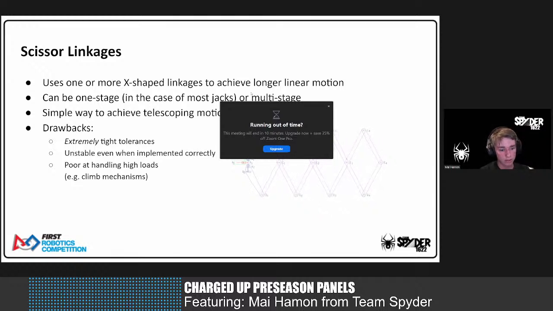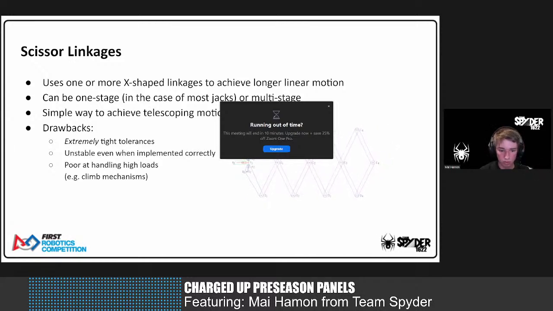Scissor linkages use one or more X-shaped linkage chains to amplify a linear motion or to turn a rotational motion into an amplified linear motion. In the example of most hydraulic jacks, scissor linkages only use one stage, which is just one X in this context. But this pattern of X's chained together can be used effectively as seen in this diagram.